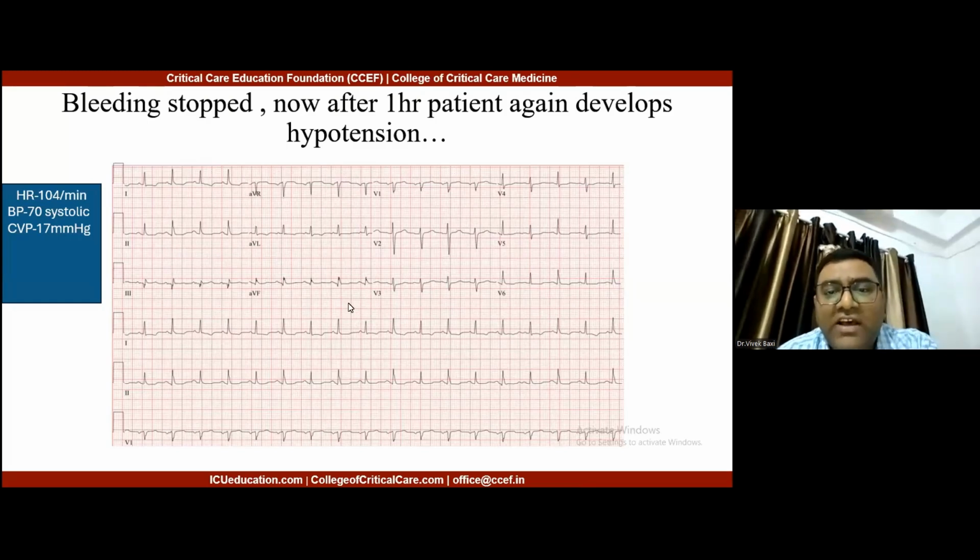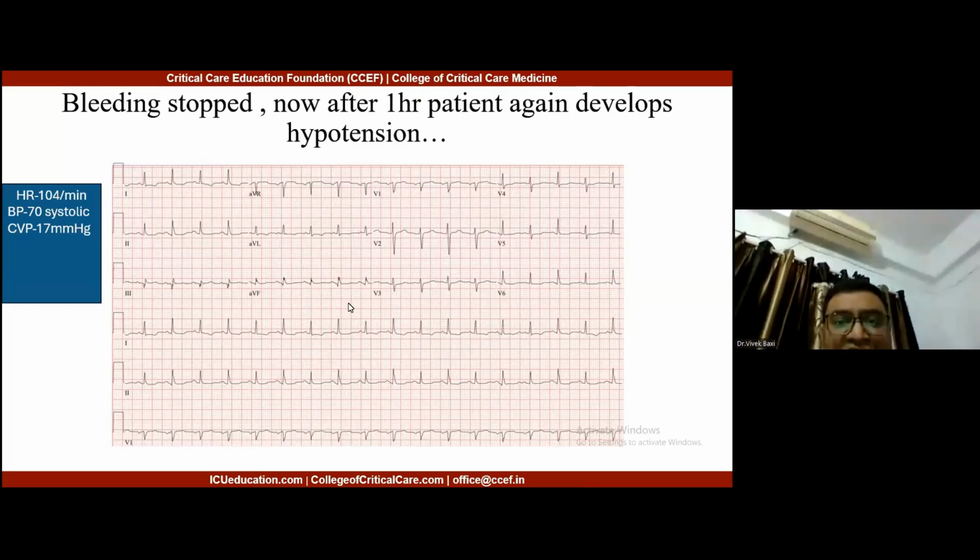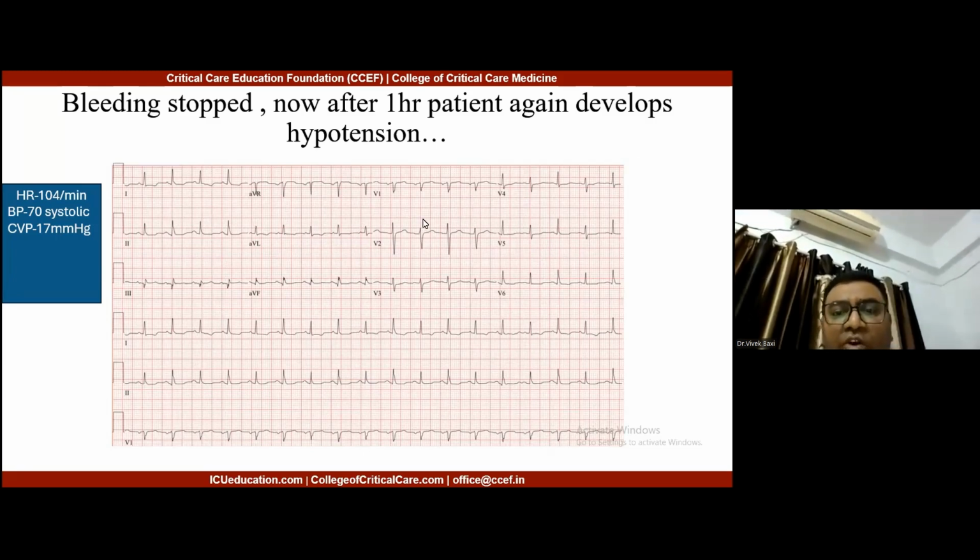So if you see here in ECG, you can see low voltage, and you can see in V2 very clearly. In some leads, you will not find it very easy. V2 you can see electrical alternans. Okay, low voltage ECG, hypotension, tachycardia, high CVP.